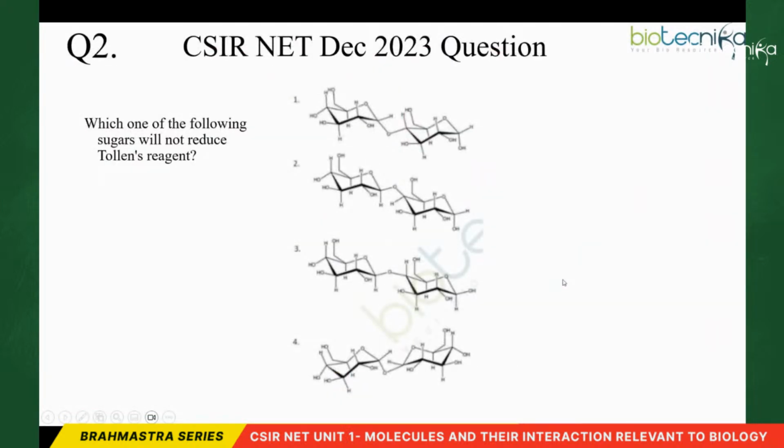Then a recent question, December 2023. Which of the following sugars will not reduce Tollens reagent? This is from Unit 1B, carbohydrates. You're supposed to know the structure and also the characteristics of carbohydrates. Try to answer this.